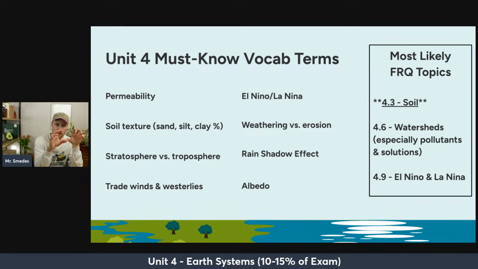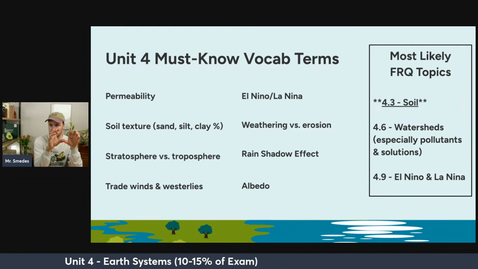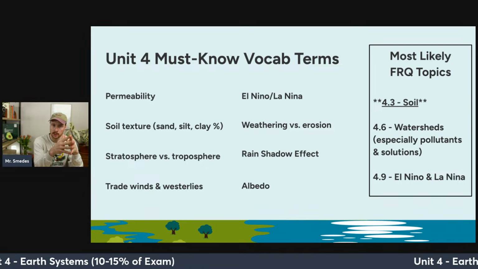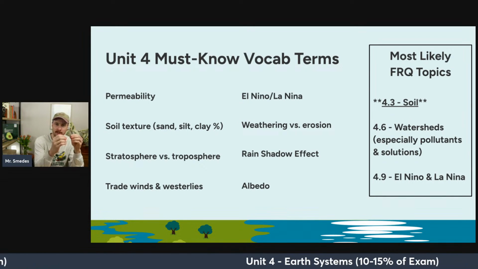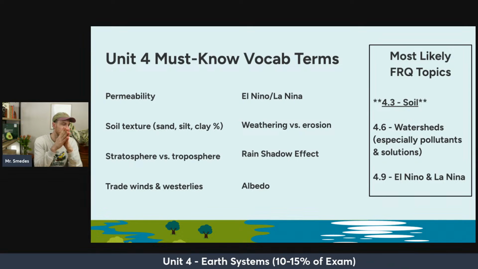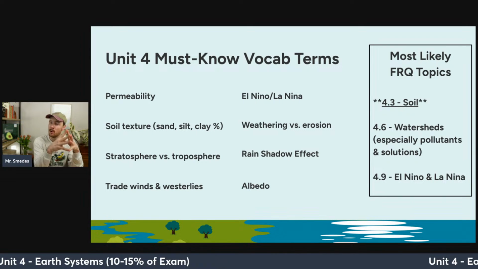So again, if you're trying to pick between concepts to study tonight or tomorrow, soil is a very relevant concept on the exam. It's just going to show up on both the MCQ and FRQ section in some way, most likely.